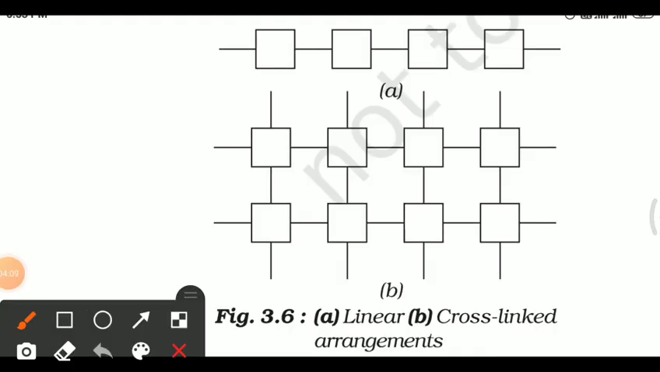Plastics generally have two types of arrangement in the molecules. One arrangement is linear, the second arrangement is cross-linked. In the linear arrangement, monomer units are joined together in a line, while in the cross-linked arrangement, monomer units are joined in left, right, up and down, all directions, making a cross-link situation.